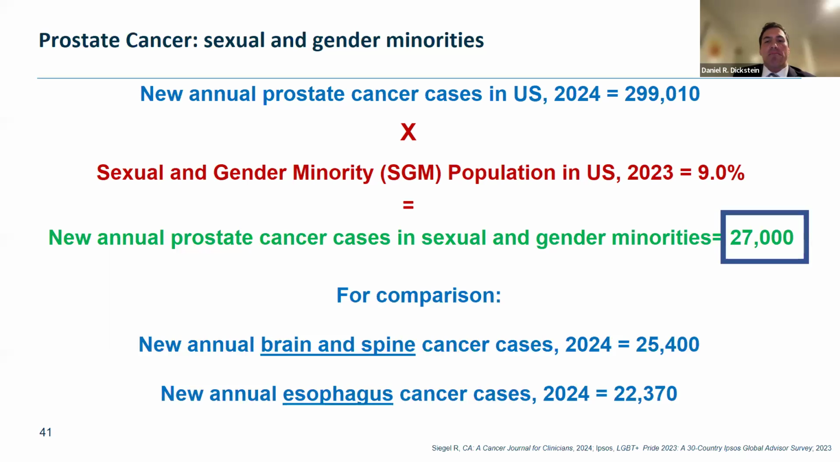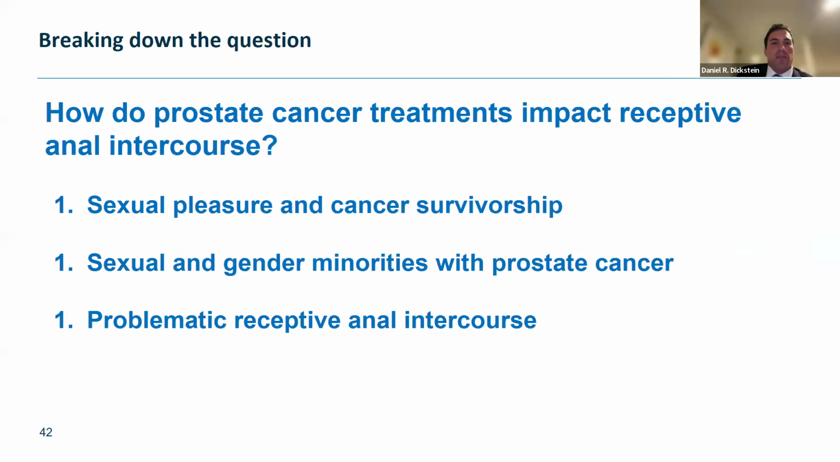In comparison, the new annual brain and spine cancer cases, so meningiomas, glioblastomas, every different brain and spine cancer, are 25,000 new cases each year. And new esophagus cases are 22,000 each year in the US. So 27,000 is quite substantial. And yet I didn't have an answer. Nobody had an answer. So what was I going to do?